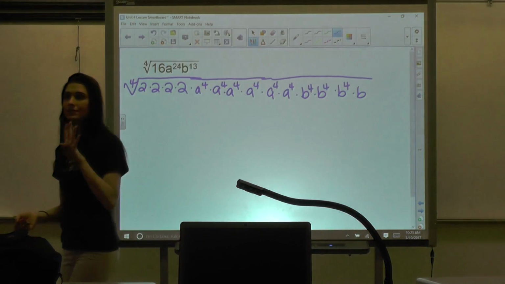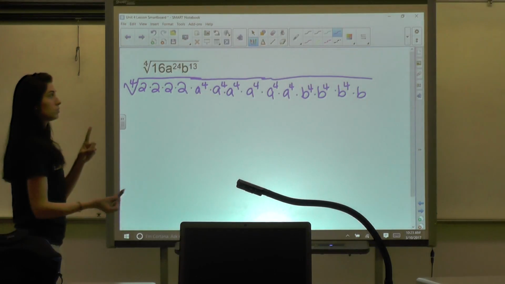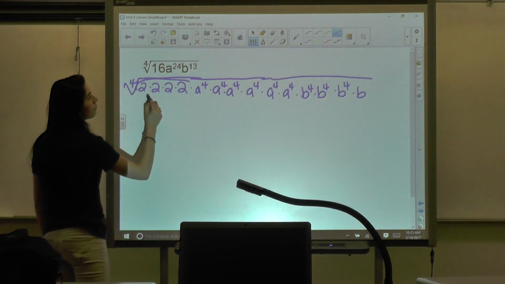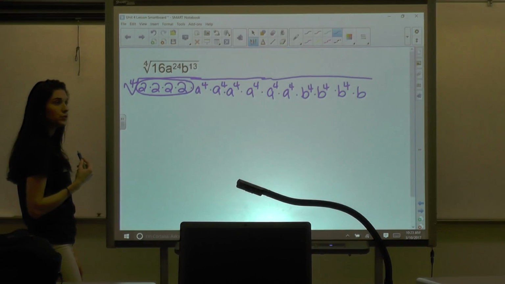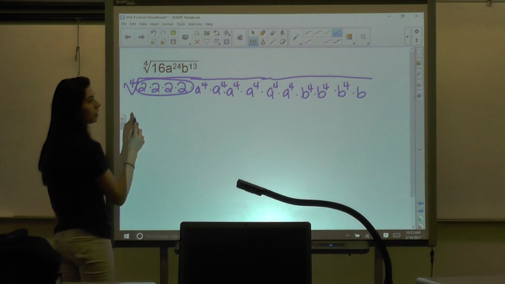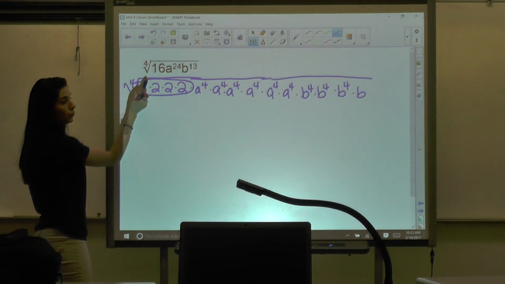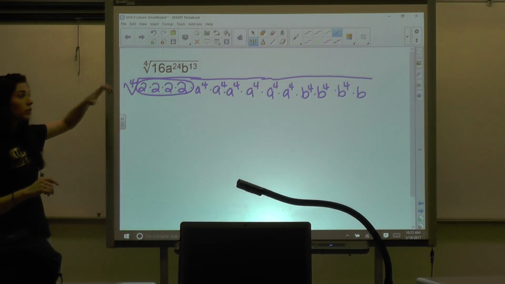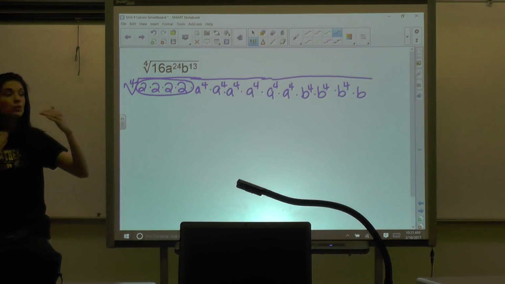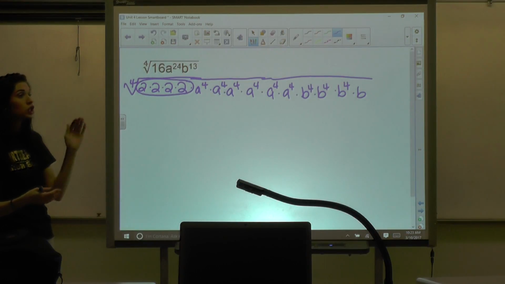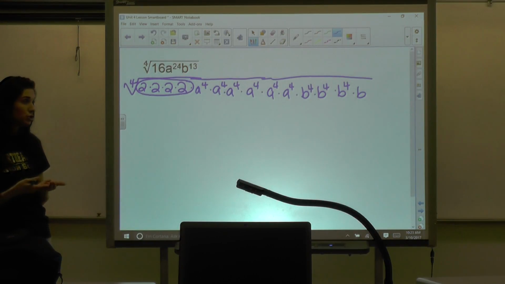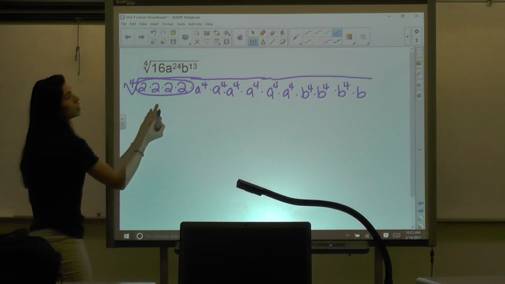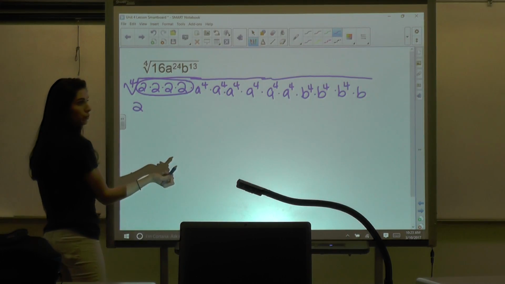You need 4 of something to bring 1 out. So I have 4 2's, because this 4th root tells you that you need 4. The number that is on the outside of that radical tells you how many you have to have. The square root has an imaginary 2 there, okay? So I'm going to take out 1, 2.